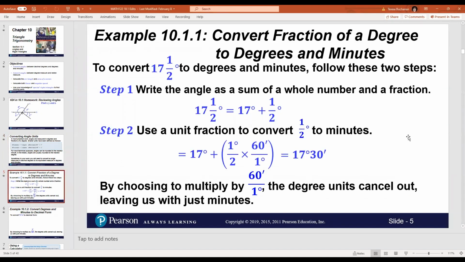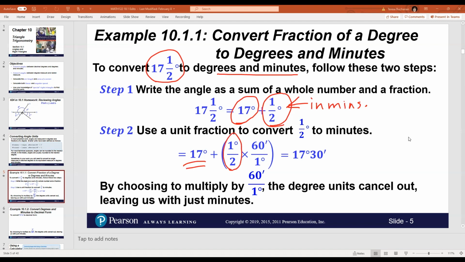Converting a fraction of a degree to degrees and minutes. For example, somebody says to me, I have an angle that is 17.5 degrees, but I want to think of that in degrees and minutes. Well, the first thing to recognize is simply that the whole piece doesn't do anything. The 17 just sits there. What we're really concerned with is what to do with this 1/2 of a degree. We want to know what 1/2 of a degree is in minutes. That's the goal here. So the 17 just sits out here and waits for something to happen.